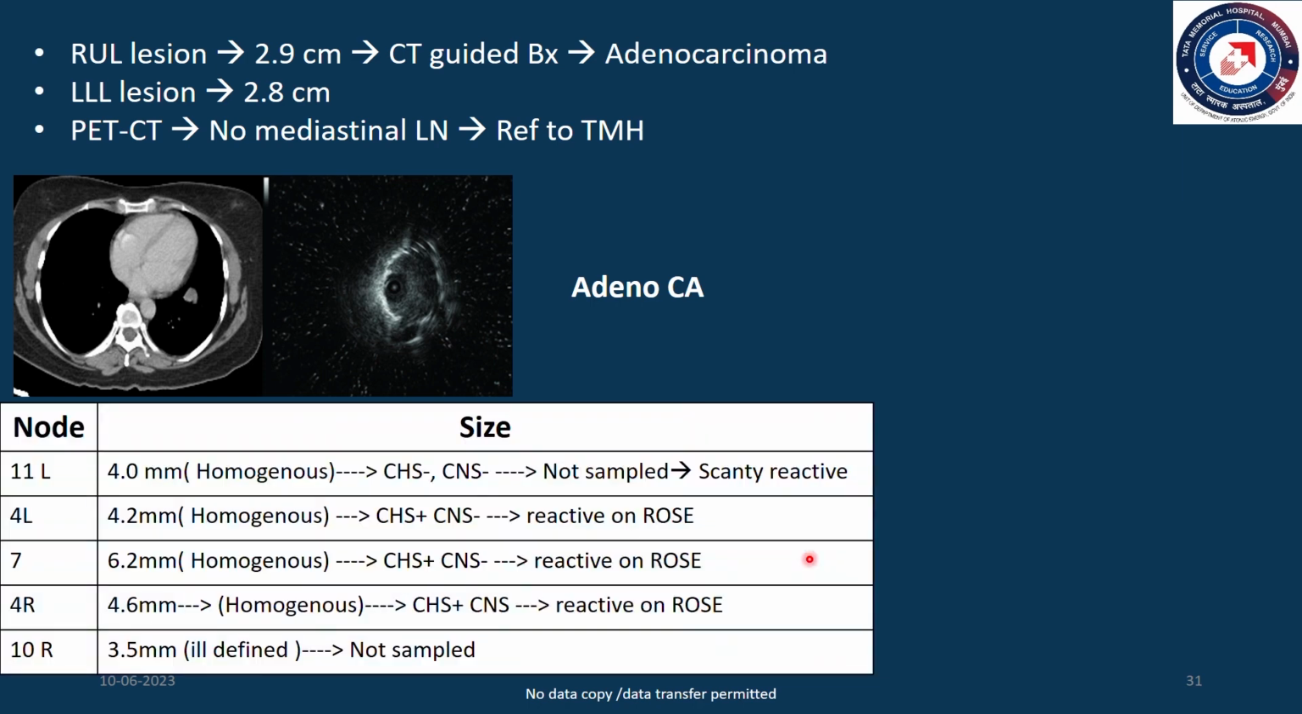Simultaneously, we did EBUS staging, though the nodes were not seen on the PET. All nodes were less than 5 centimeters except station 7. We had a good central hilar sign with no necrosis. It turned out to be reactive.